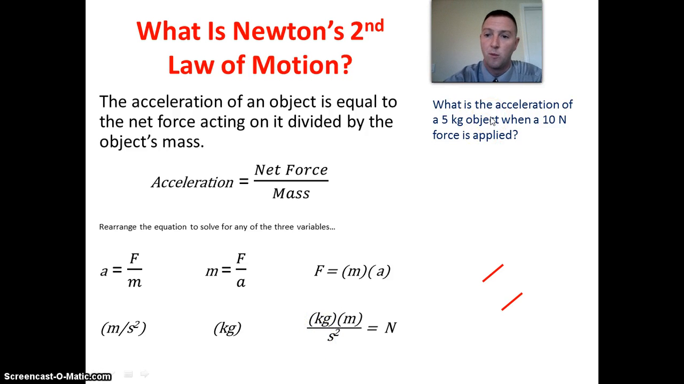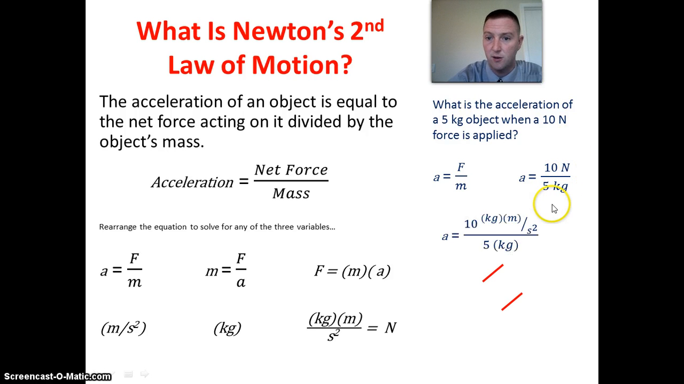So here's an example problem. What is the acceleration of a 5 kilogram object when a 10 Newton force is applied? So we choose our formula: a equals F over m. We substitute in 10 newtons, the 10 Newton force, and 5 kilograms, the 5 kilogram object. Okay, but now I've got an issue here. How do I take care of those units?